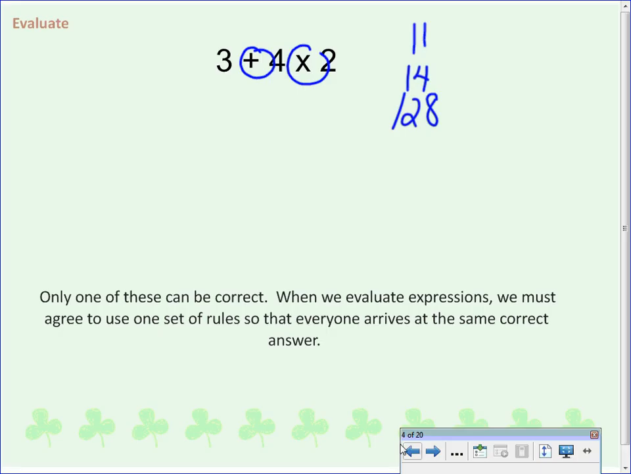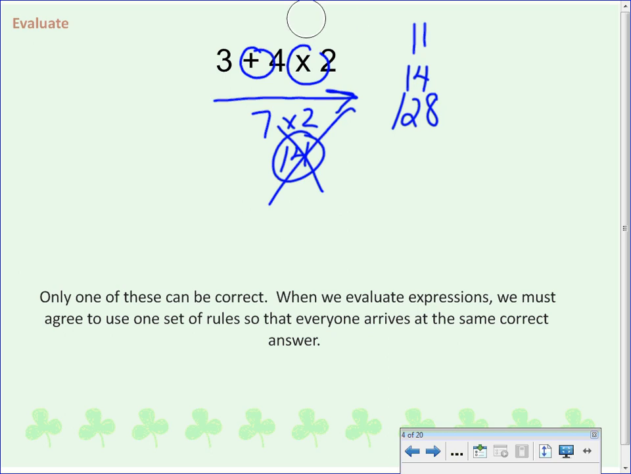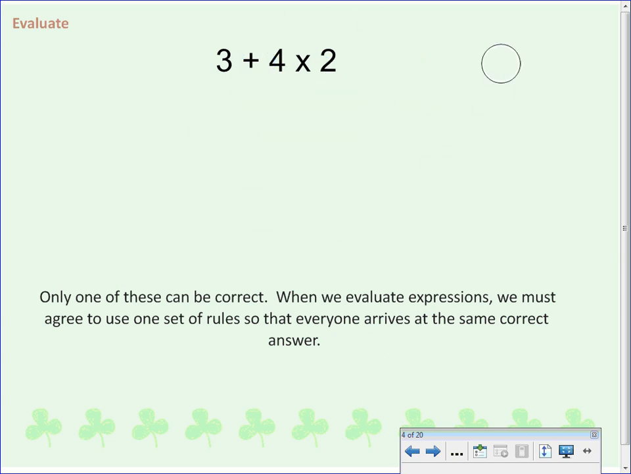I bet some of you just went left to right. 3 plus 4 is 7 times 2 and got 14. But that's not correct. The order of operations that we just discussed said that because multiplication was more powerful, we do the multiplication first. So the correct answer was 11.